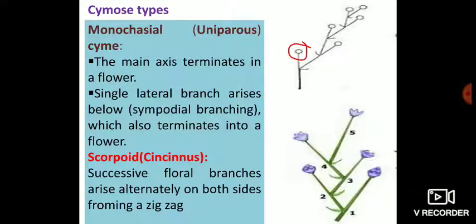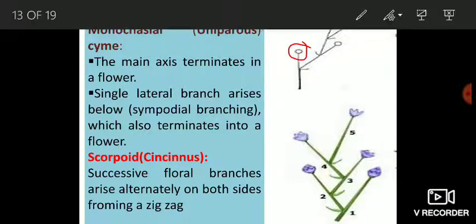Depending upon the type of branching in cymose inflorescences, there are three different types. The first one is monochasial, or you can say uniparous cyme. In this type, the main axis terminates into a flower. Now a single lateral branch arises below this terminal flower, and the apex of this lateral branch also forms a flower. This type of branching is known as sympodial branching. You have only one lateral branch.